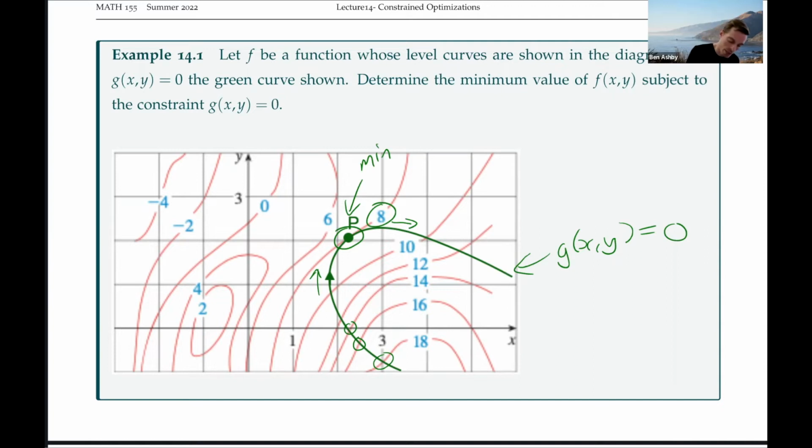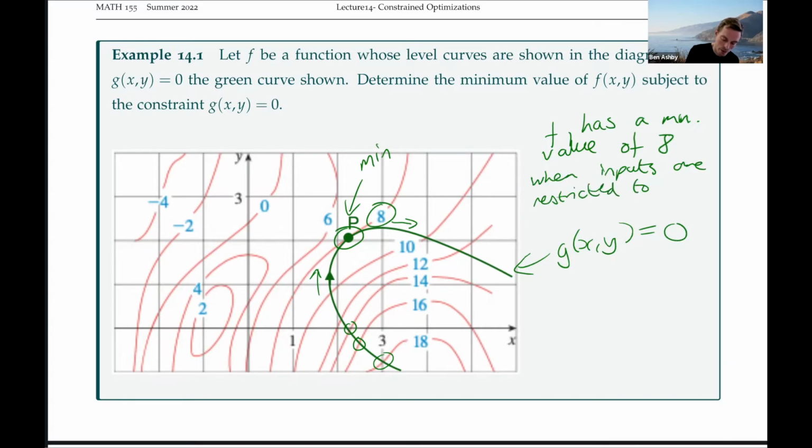We can therefore write that f has a minimum value of 8 when our inputs are restricted to the curve g of x, y is equal to 0.